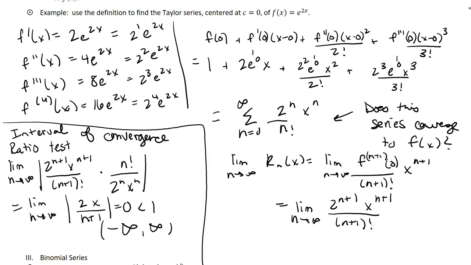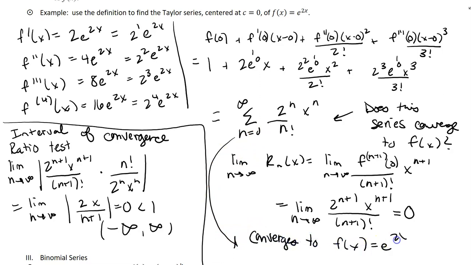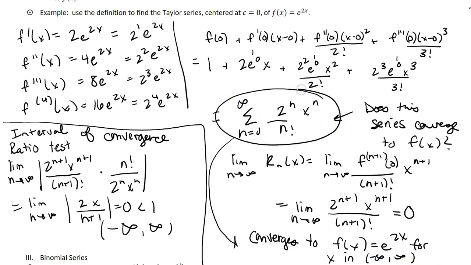You can observe that factorials grow faster than these exponentials do. L'Hopital's rule would be kind of complicated with a factorial, but factorials grow faster than 2 to a power or x to a power. So this is equal to 0, and since that is what the theorem wanted, we can say that yes, this converges to f of x equals e to the 2x for all real x in the interval from negative infinity to infinity. So this is our Taylor series, and it does converge as we expect.